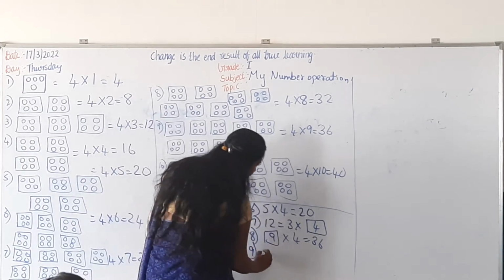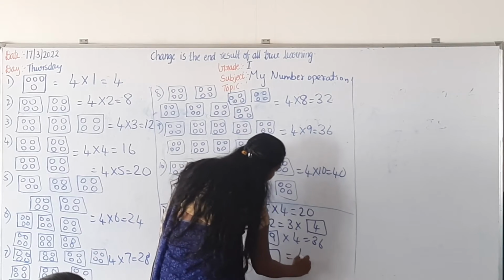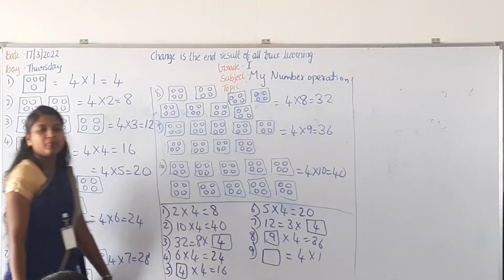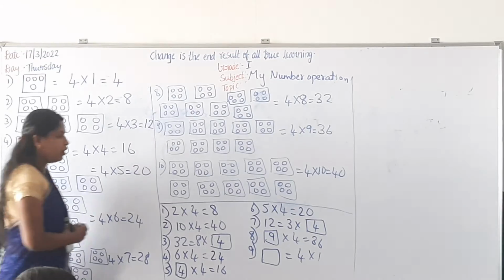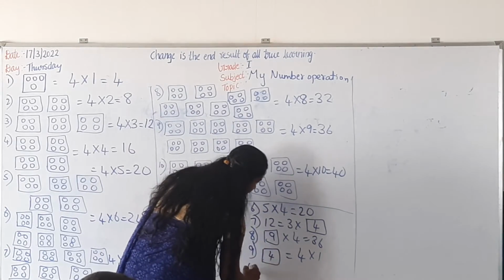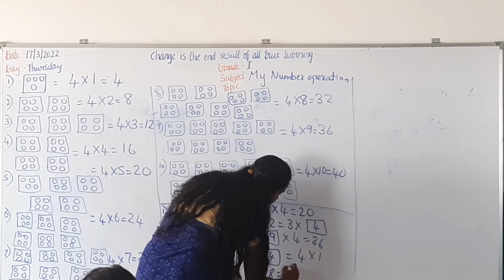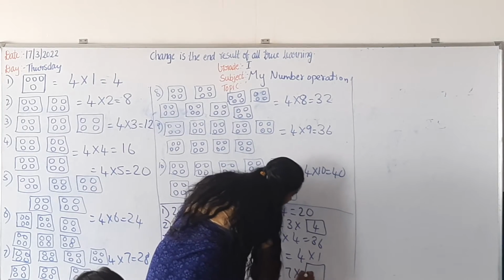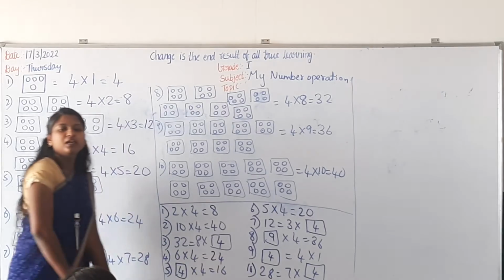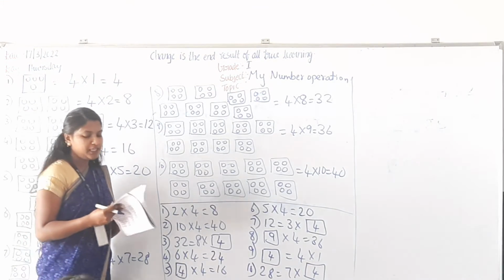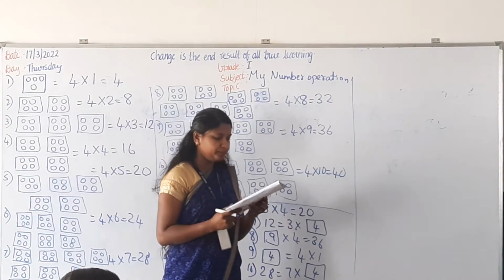Next, box equals 4 into 1. Where is 4 into 1? What is 4 into 1? 4. Next, 10. 28 equals 7 into box. So what is the number? 4. Understood? Next, open page number 52.